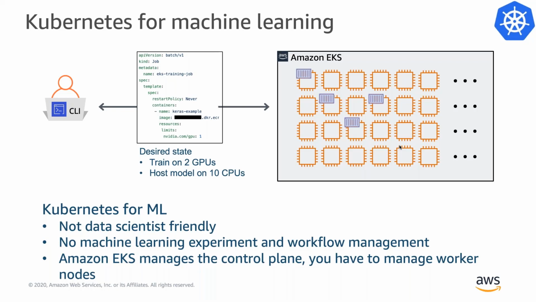And with Amazon EKS, you get a fully managed Kubernetes experience. The control plane is managed for you, but you're still responsible for managing the workers by specifying how many nodes you want in a cluster, how many GPUs do you want in a cluster. If you need more capacity, increasing them and decreasing them and so on. So you're still responsible for those things.